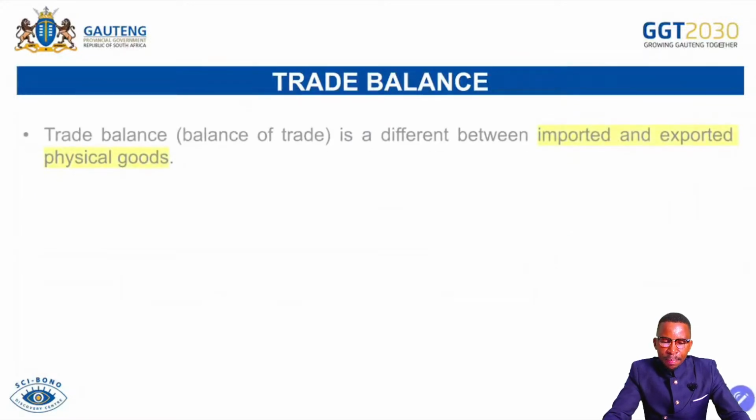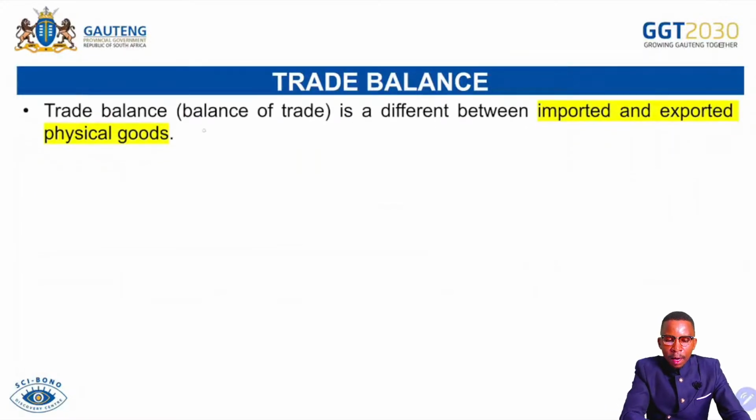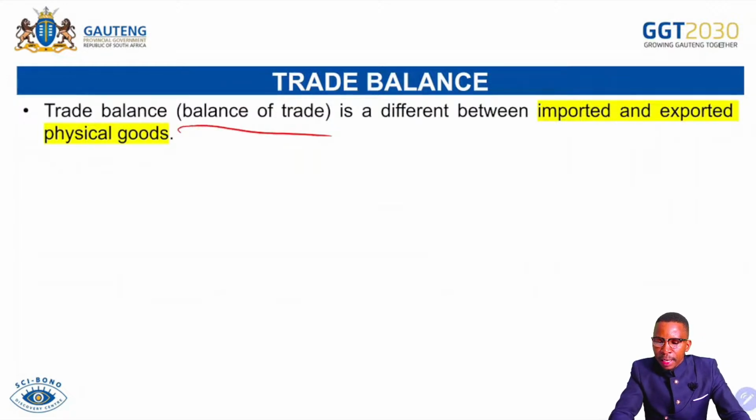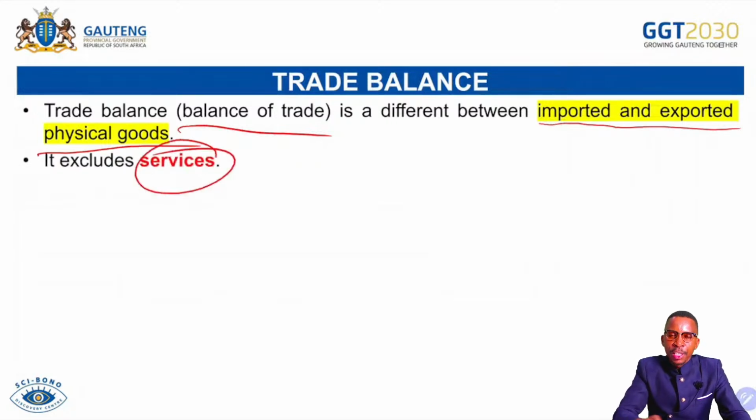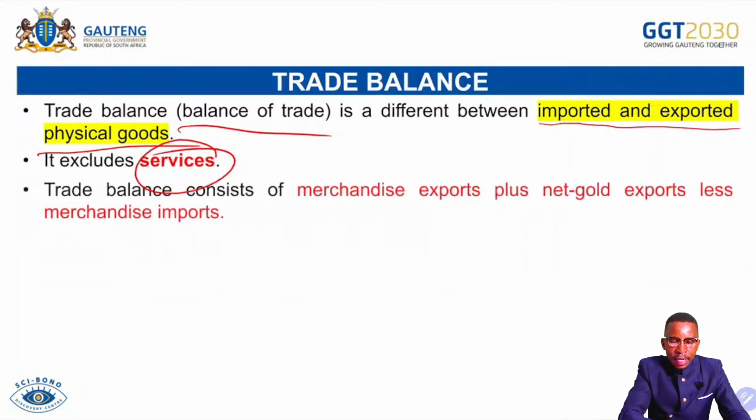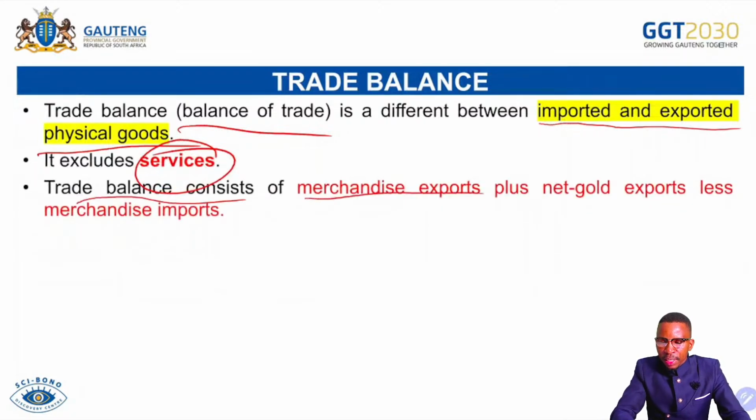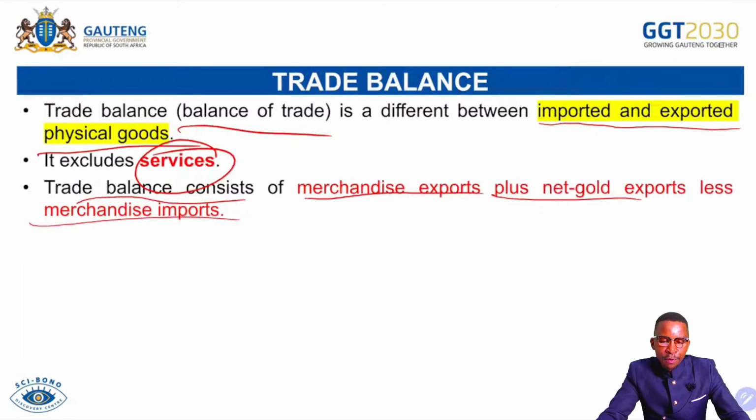And then the trade balance, or balance of trade, is the difference between imported and exported physical goods. We call that the trade balance or the balance of trade. It excludes services, because under trade balance we talk about imported and exported physical goods. Trade balance consists of merchandise export plus net gold export, minus merchandise import. That gives you the trade balance.